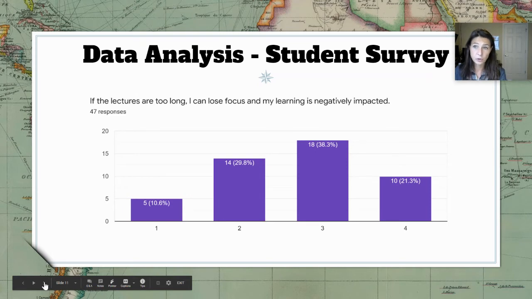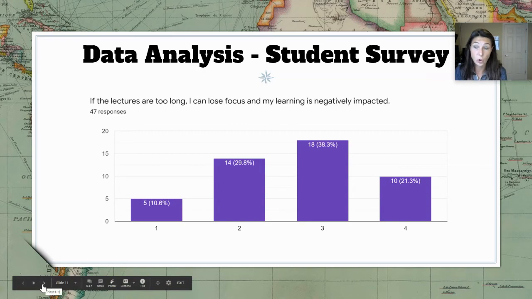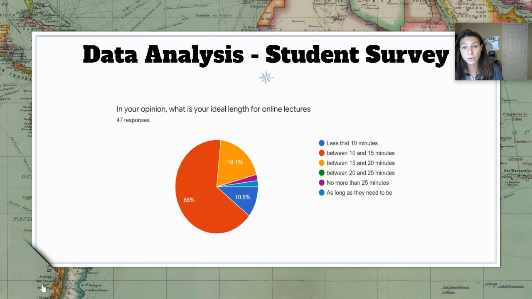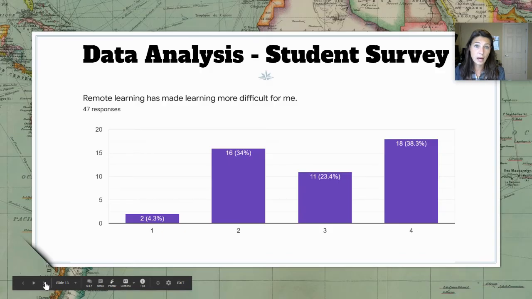Again, with the whole focus and long, this is specifically related to learning target lectures. So 59%, almost 60% of the students said that if lectures are too long, they kind of stop learning, they sort of tune the lecture out, which is absolutely what I don't want. And when I asked students to tell me about how long they thought was ideal for lectures, 66% said between 10 and 15 minutes.